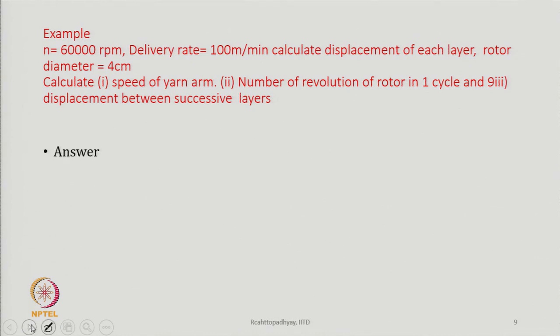Now, we will take an example to calculate whatever we have discussed. Let us say there is a rotor which is running at 60,000 rpm. The delivery rate of the yarn is 100 meters per minute. Calculate the displacement of each layer. Rotor diameter is given as 4 centimeter. Also calculate the speed of the yarn arm, the number of revolutions of the rotor in one cycle, and also the displacement between successive layers.